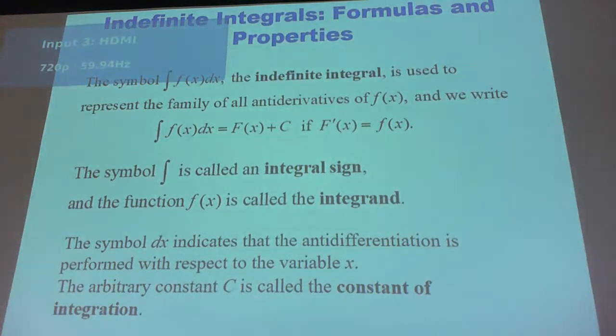So understanding our symbols, that is the integral symbol. It's for the indefinite integral. It's used to represent the family of all the antiderivatives of f of x. And we write the integral of f of x dx. The dx represents the letter that we're taking the integral of. And when we're done, we'll have that new answer plus c. The integral sign, that's the integrand, what we're taking the integral of, and the c is the constant of integration. That's the number that comes out of it.